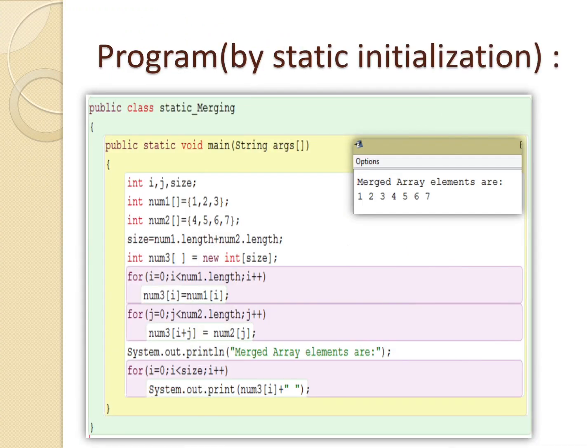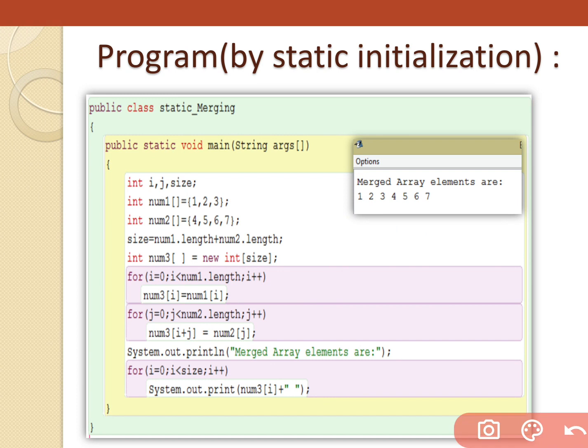See here, I have one array which contains 1, 2, 3, and another array which contains 4, 5, 6, 7. After merging, it should become 1, 2, 3, 4, 5, 6, 7. How? We have to add the lengths of both and create the size of the third array. We have already declared the third array.